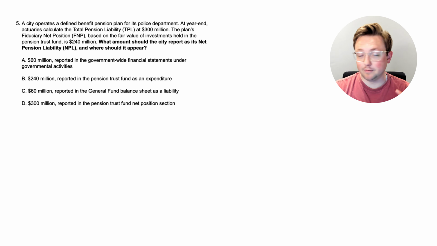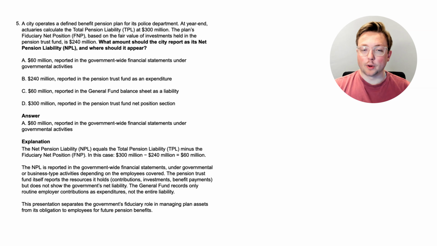So think about this. If you have any guess or want to give it a try, that's great. If you don't know how pension trust funds work and things like that, that's fine. That's what we're learning in this video. So pause the video if you want, and when you're ready, come back. We'll look at the answer together. Okay, here we are. The answer is A, $60 million, and it would be reported in the government-wide financial statements under governmental activities. So a little bit different than what we've seen before, but we still need to learn about this.